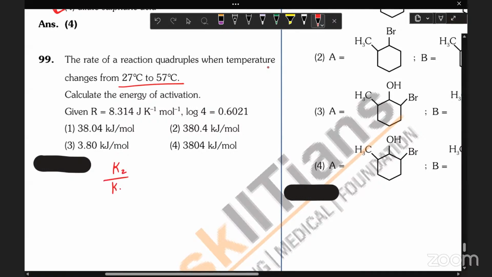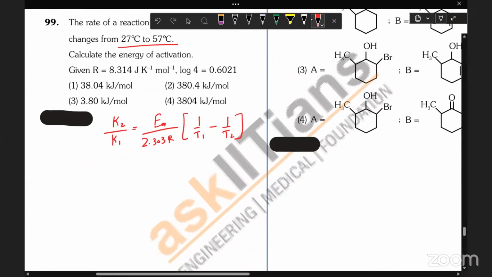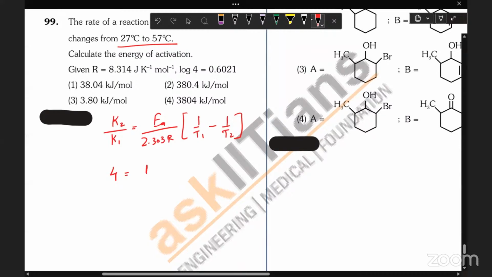So what is the formula? K2 by K1 equals Ea by 2.303 R times (1 by T1 minus 1 by T2). That's the formula that you derive by taking two equations, right? So it says 4 times, and we have to calculate the activation energy. We need to convert the temperatures from degrees Celsius to kelvin, and you have to write the value of R also, 8.314.